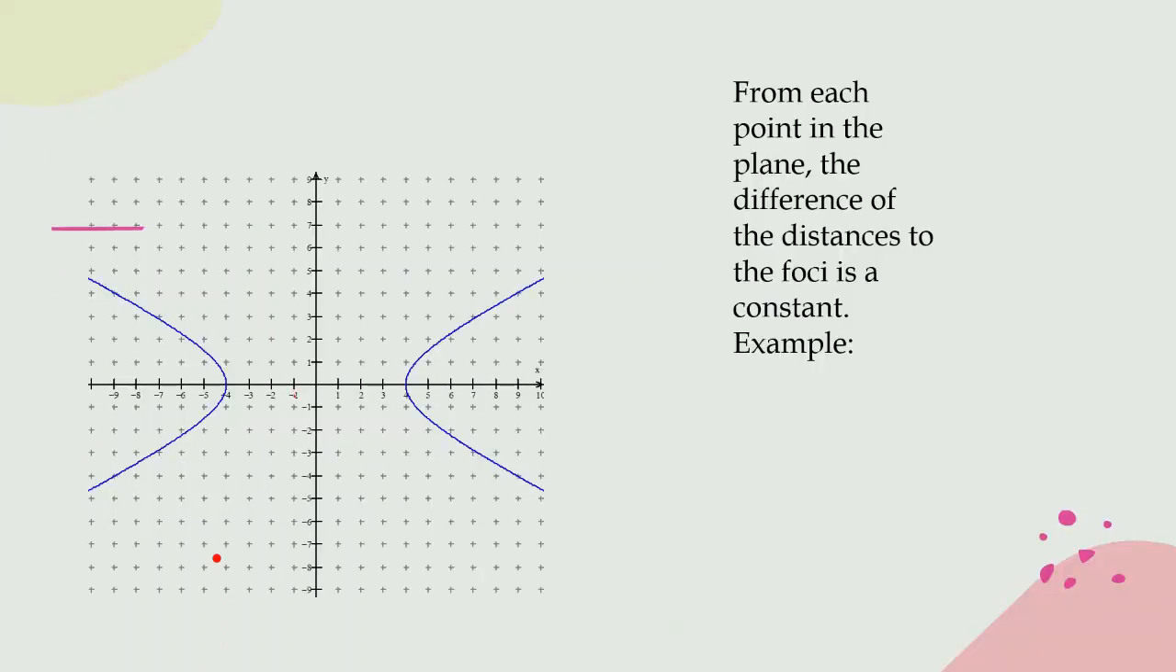So given here, as you can see, we have a hyperbola that is opening from the left and the right. We also have two focus points, which are what we call the foci. We have foci 1 and foci 2, or focus 1 and focus 2. And it says that from each point in the plane, the difference of the distances to the foci is constant.